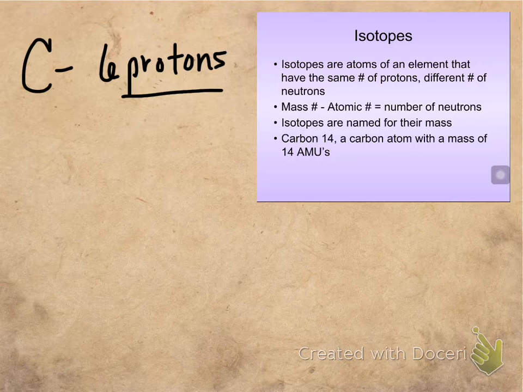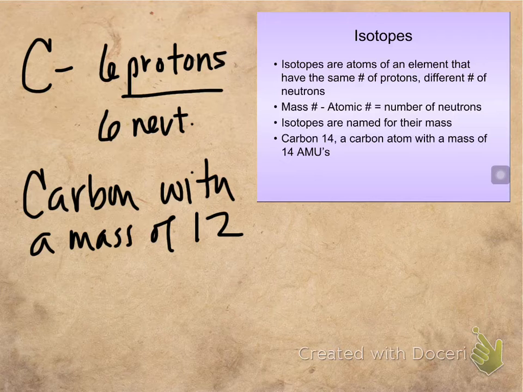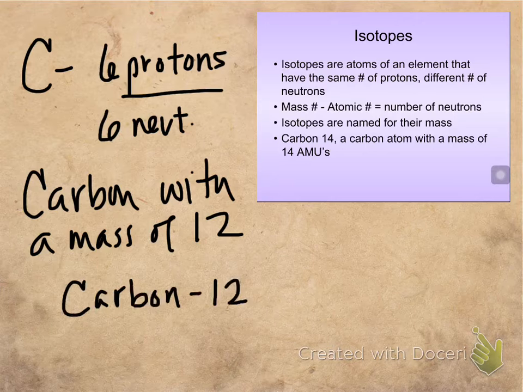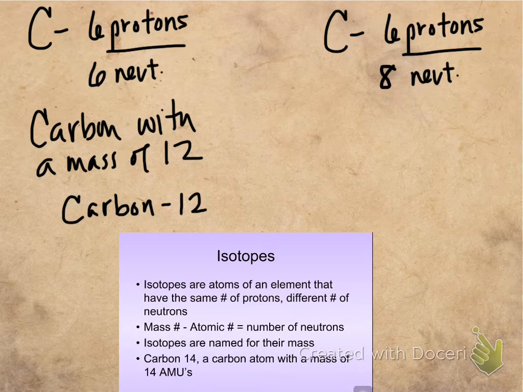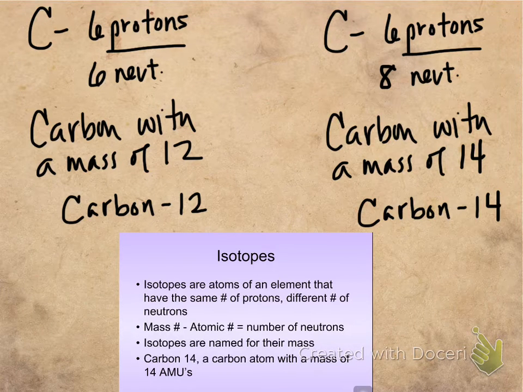So we have a lot of carbon atoms that have 6 protons and 6 neutrons. They have a mass of 12. So carbon with a mass of 12 is, oh so creatively, called carbon-12. We also have some carbon atoms that have 8 neutrons. That carbon has a mass of 14 AMUs, and it's called carbon-14. So that's simple enough. For any one of these isotopes, you can figure out how many neutrons are present by subtracting the atomic number, or the number of protons, from the mass number.